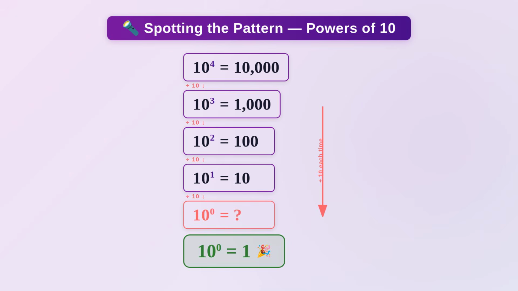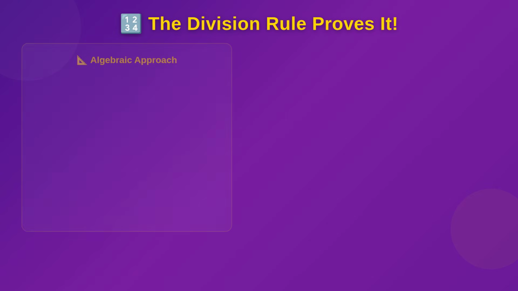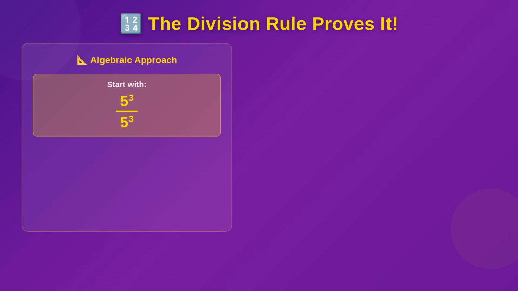We divide by 10. So what happens when we go from 10 to the 1st, which is 10, down to 10 to the 0? We divide by 10 one more time. 10 divided by 10 is 1. So 10 to the 0 equals 1. The pattern proves it. Now let's see why the pattern works using the division rule for exponents.